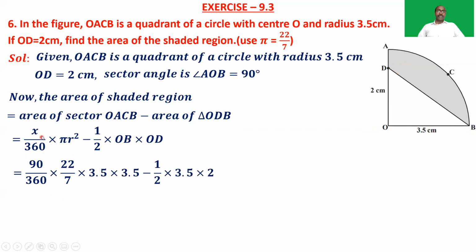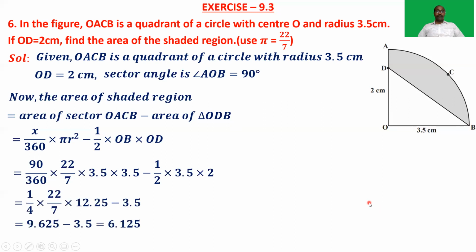Then we get x equal to 90 by 360, pi is 22 by 7, r square is 3.5 into 3.5, and OB is 3.5, OD is 2. By simplifying this, we get 6.125. So the area of the shaded region is 6.125 centimeters square. Okay, so take another one.